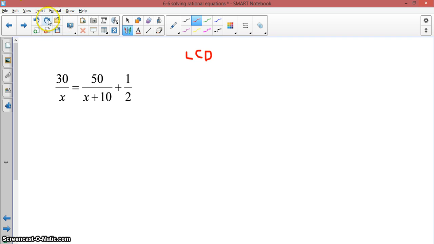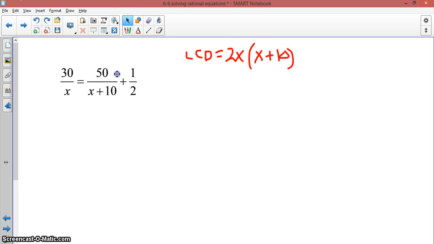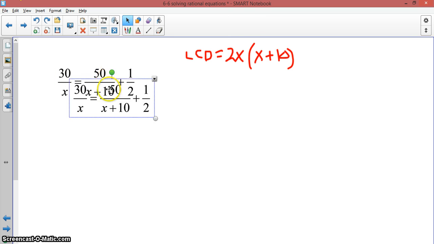Alright, I'm trying to draw with the mouse. It's really no better. Alright, so the LCD equals, well, we need a 2 and an x, and then we need an x plus 10. Okay, so for the harder problems, and we'll do those together in class, you've got to do some factoring and figure out what the factors are, because you basically just put all the factors together. Okay, so let me clone this again.